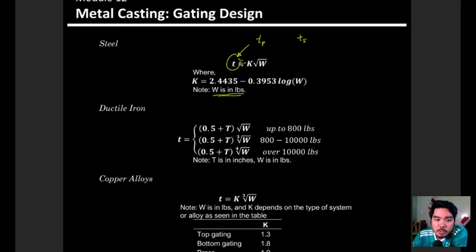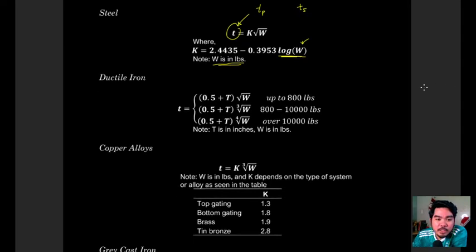Then the fluidity factor is equal to 2.4435 minus 0.3953 times the logarithm of the weight of the casting. Okay? So most of this is just plug and play, no? You just need to know the equation, then plug in depending on what is asked. It could be the fluidity factor K, or it could also be the weight of the casting.